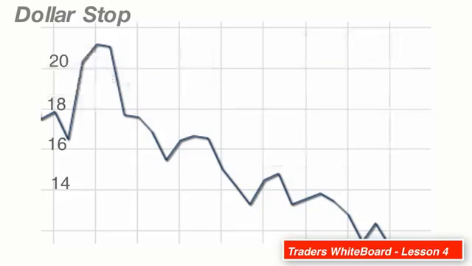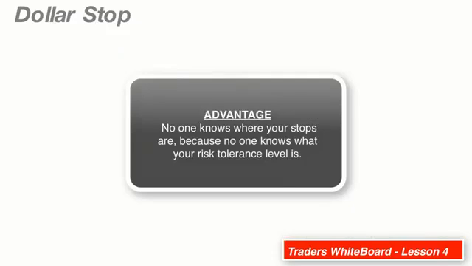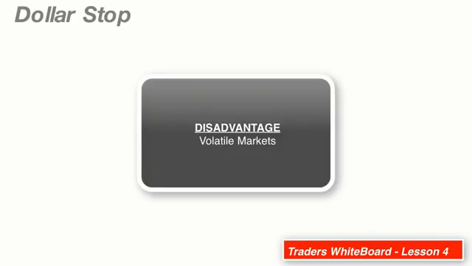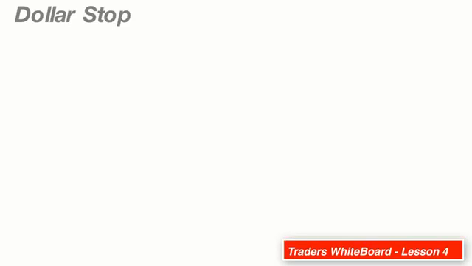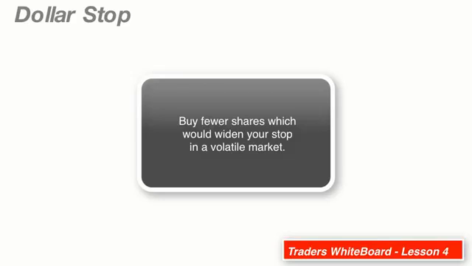One clear advantage with this approach is that no one knows where your stops are, because no one knows what your risk tolerance level is. One of the disadvantages of using a dollar stop is in very volatile markets. You could be stopped out very quickly if you have your stops too close. To avoid this problem, you should buy fewer shares, which would widen your stop in a volatile market.